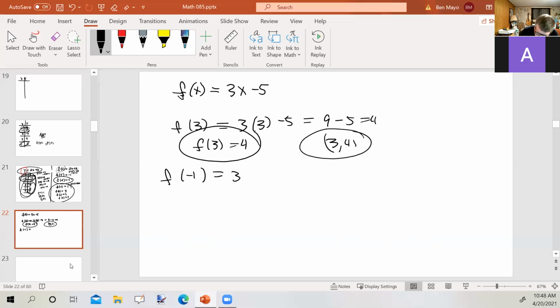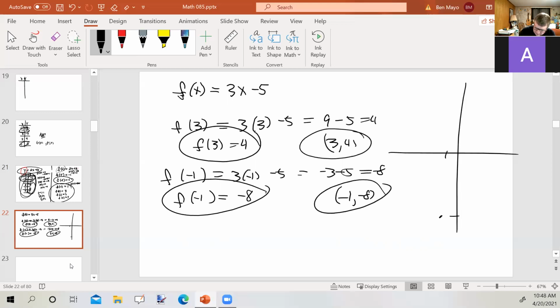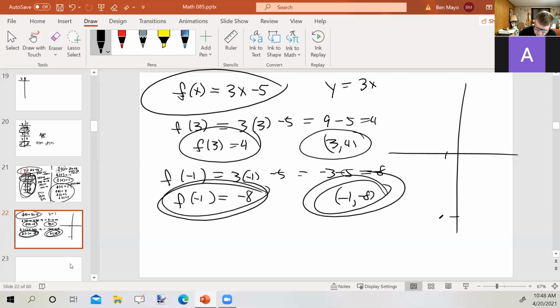F of -1 would be 3 times -1 minus 5, which is -3 minus 5, or -8. So f of -1 equals -8, which corresponds to the ordered pair -1, -8. In fact, if we were to plot this on a graph, it would be the same point, whether we plotted it using function notation or equation notation. So the graph of this function would look just like the graph of y equals 3x minus 5.